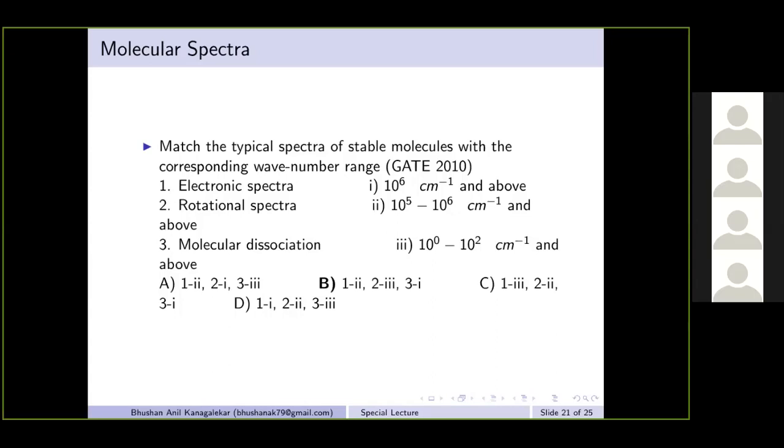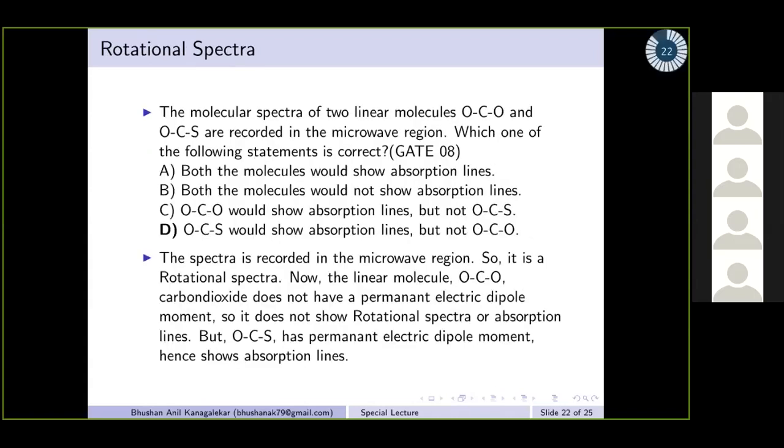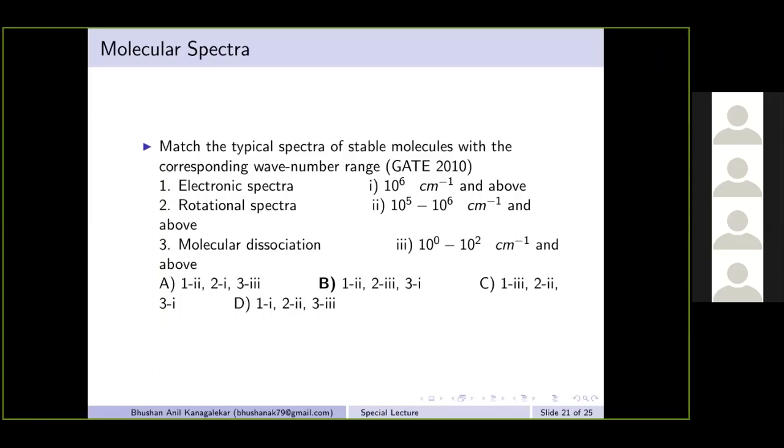So the trick, if you want to solve in 10 to 15 seconds, is you arrange in the increasing order of energy, and then the inverse will be the arrangement in terms of the wavelength. So increasing order of energy: rotational spectra is the lowest energy, electronic spectra more energy, molecular dissociation will require still more energy.